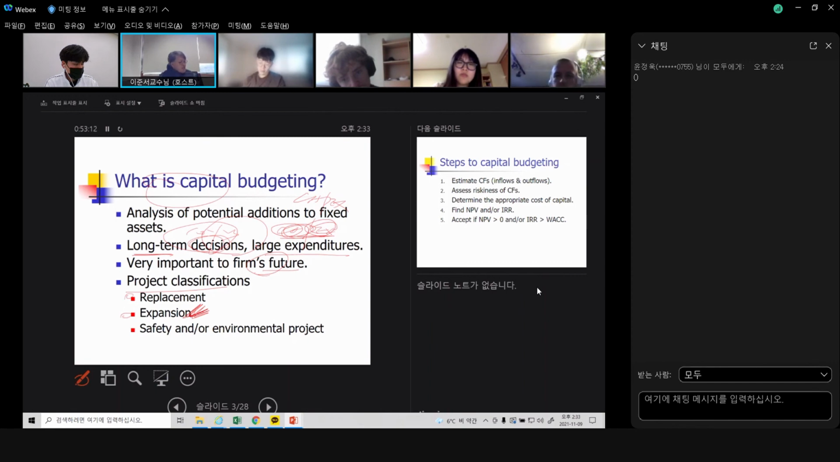Fifth one is safety and/or environmental projects. So nowadays, as we study ESG, right? Environment issue, society issue, safety issue is very important. So this kind of project is another feature of the investment, I mean the project decision making, right? And sixth one is other projects and mergers, something like that. So there are many types of capital budgeting projects.